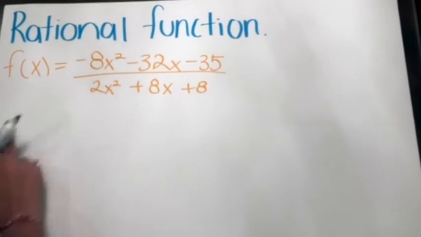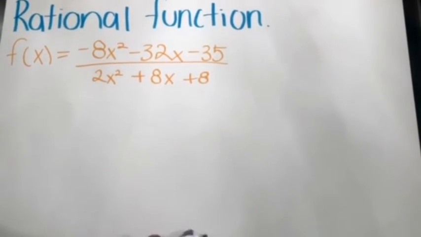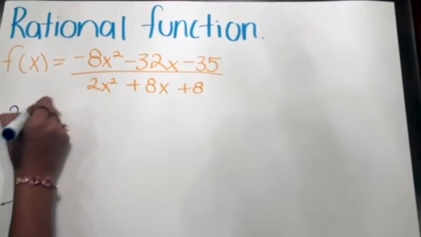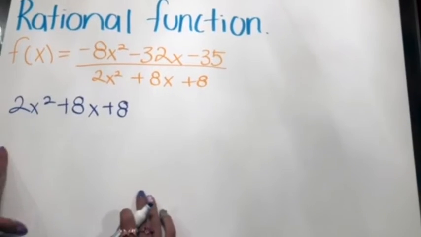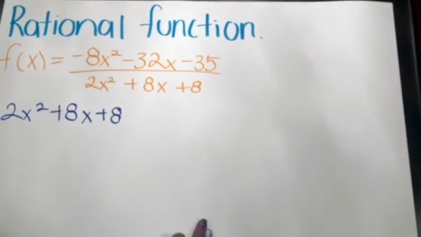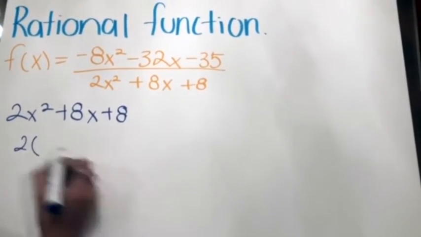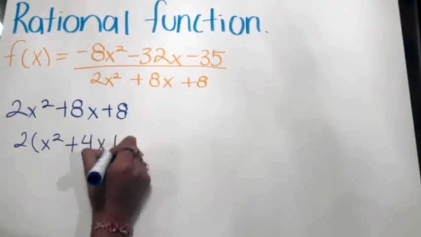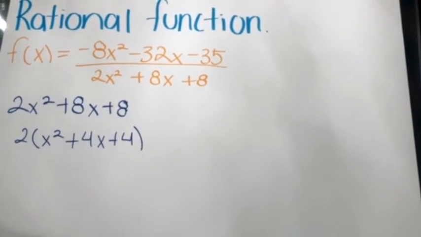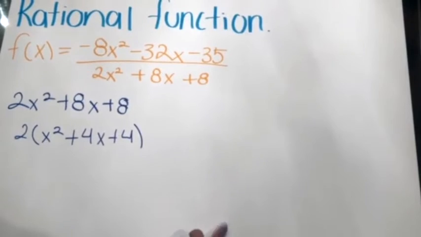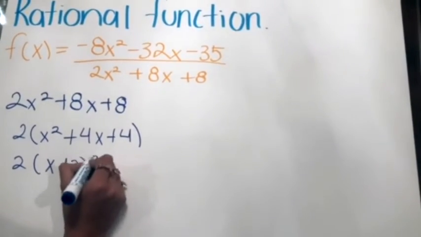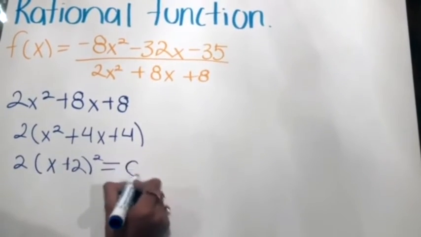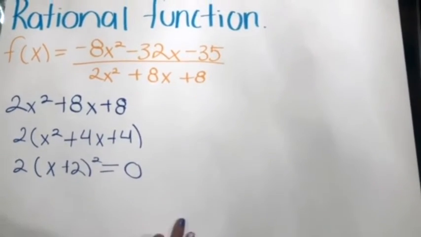Today we're going to make the analysis of a rational function. This is a rational function. As a first step, we're going to find the domain by taking the denominator and factorizing it. As we might see, we have a greatest common factor that is 2. And then we have a trinomial in here, so we shall factorize it. And we're going to equal this to 0.